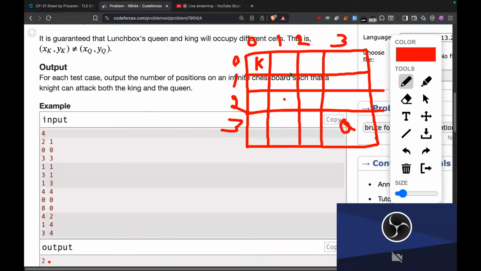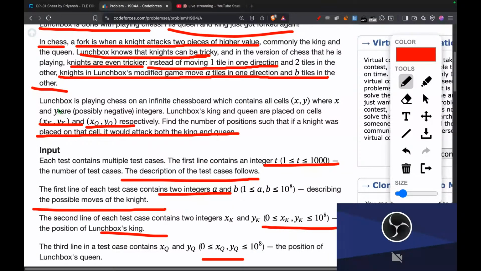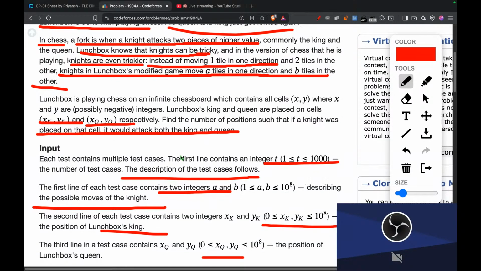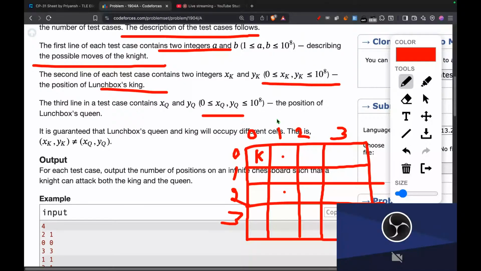So if we place our knight here, will it attack them? Like it goes two steps here and one step here, two steps here and one step here. No, it can't. In one move, find the number of positions where the knight, if placed on the cell, would attack both. Okay, it would attack from its own position, and be able to attack both. ठीक है.